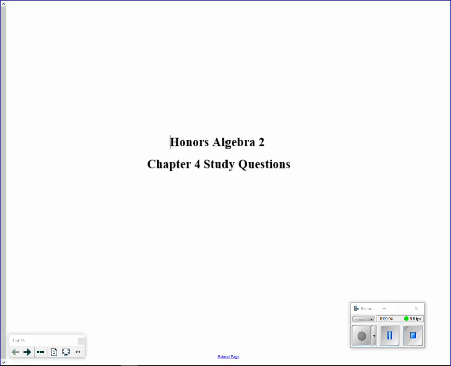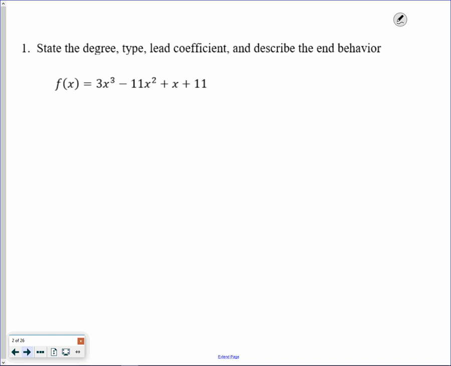Today we're going to do the Honors Algebra 2, Chapter 4, study questions. State the degree, the type, the lead coefficient, and describe the end behavior.